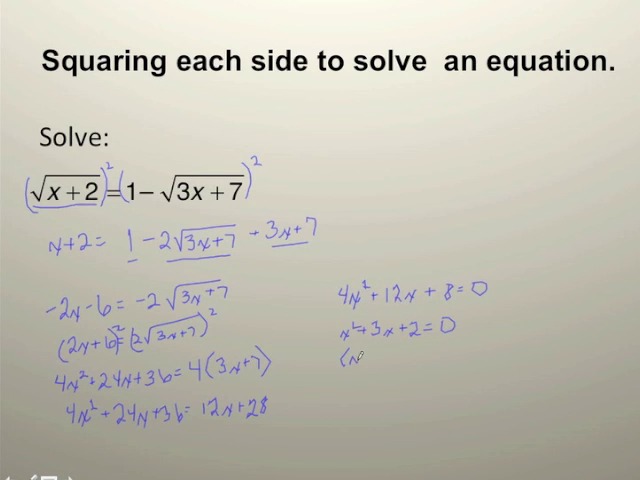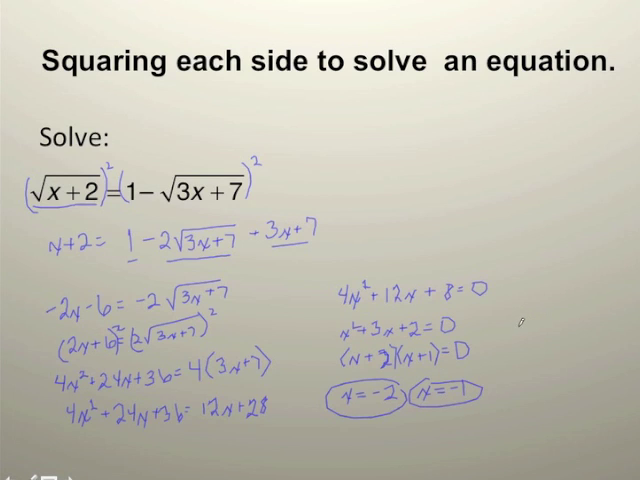That factors into x plus 2 times x plus 1 equals 0. So x equals negative 2 and x equals negative 1. Checking these solutions then. These are my two proposed solutions.